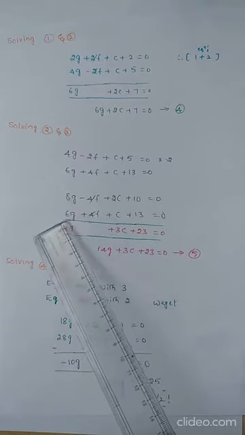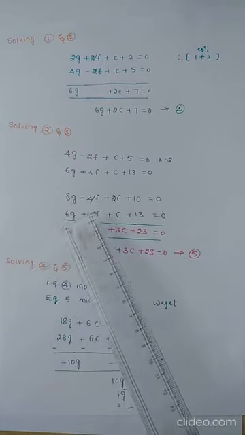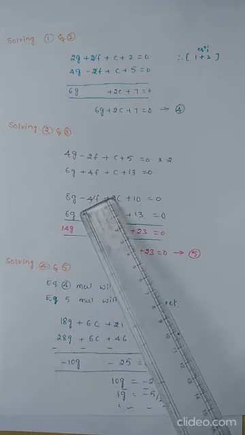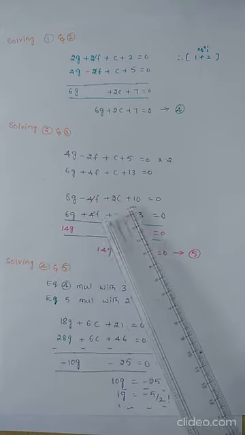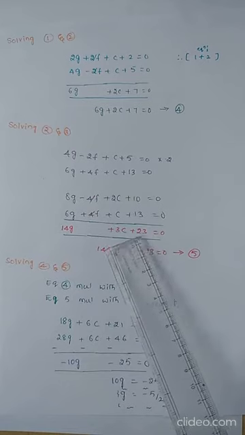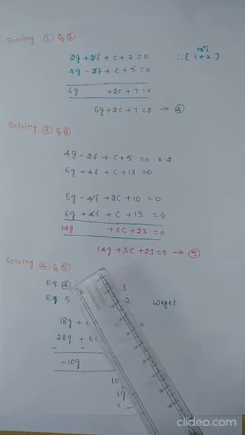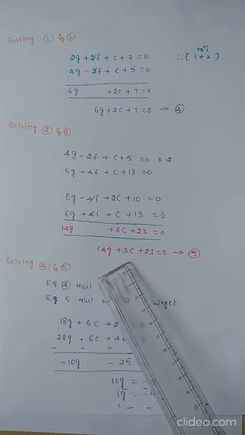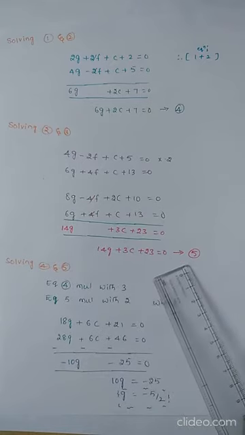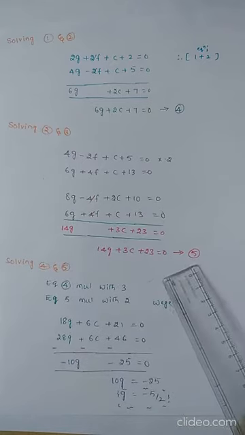So 8g plus 6g means 14g, plus 4f minus 4f is cancelled. 2c plus c is equal to 3c. 10 plus 13 is equal to 23. So the rearrangement of the equation is 14g plus 3c plus 23 is equal to 0. This is line 5.